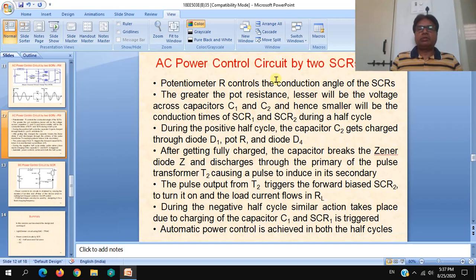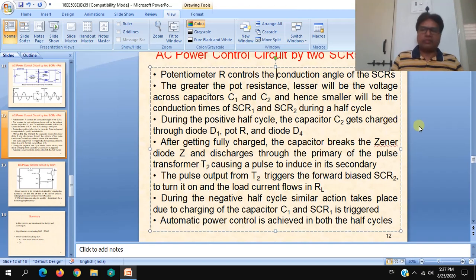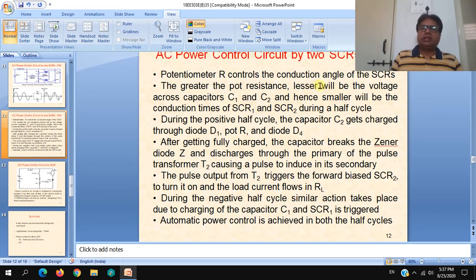Potentiometer R controls the conduction angle of the SCRs, or the firing angle of the SCRs. The greater the pot resistance, the lesser will be the voltage across capacitors C1 and C2, and hence smaller will be the conduction times of SCR1 and SCR2 during a half cycle. That is, lesser voltage across capacitors C1 and C2 means they will take more time to build up to the required voltages. Alpha will be more, so conduction time will be less. Power delivered to the load will be less.